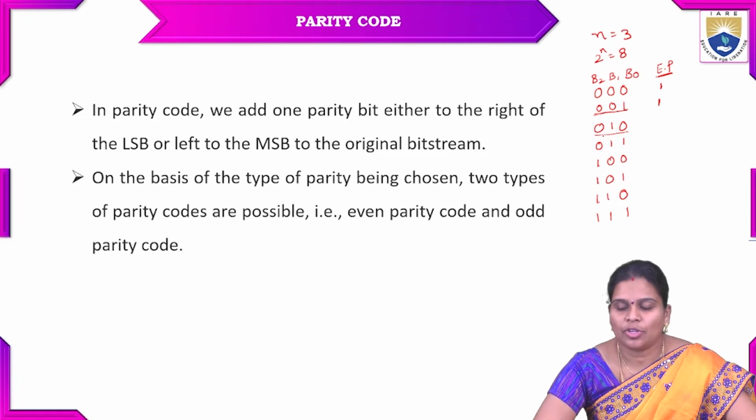Next data, 0 1 0. Observing this data, the number of ones is a single one, so this is not even. So the even parity is 1.